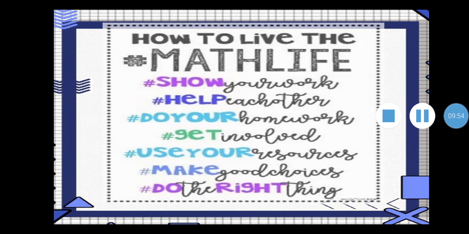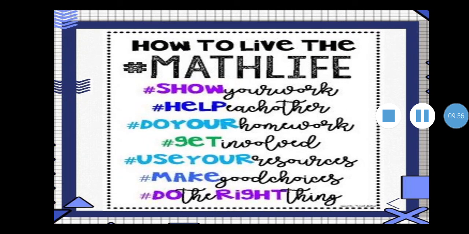There is a beautiful saying that how to live the maths life: show your work, help each other, do your homework, get involved, use your resources, make good choices, do the right things.